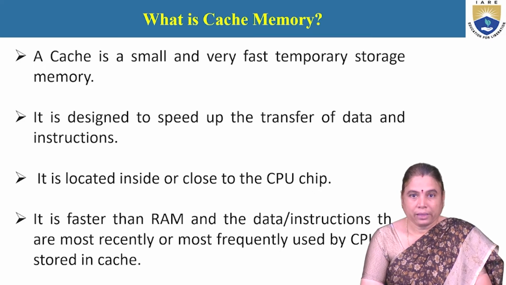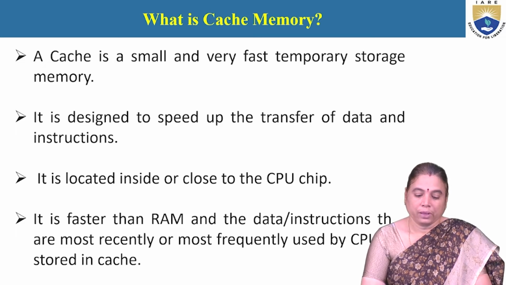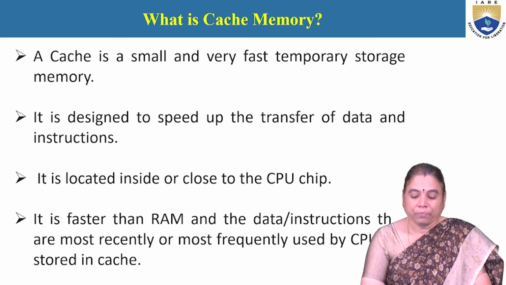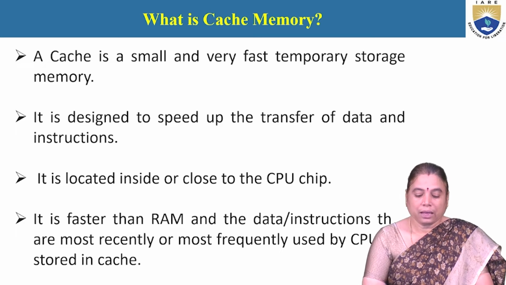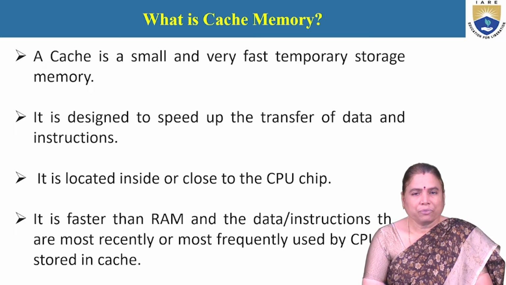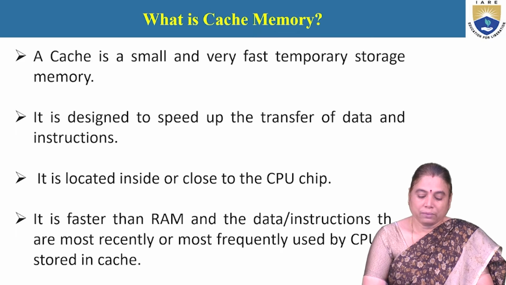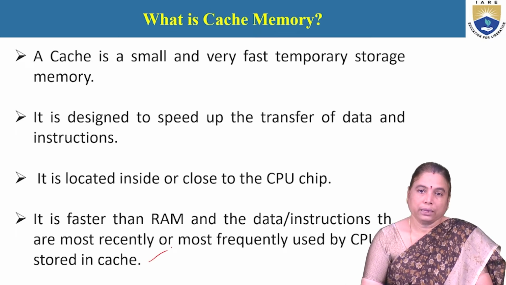So a cache is a small, very fast temporary storage memory. It is designed to speed up the transfer of data and instructions. It is located inside or close to the CPU chip. It is faster than the RAM. The data and instructions that are most recently or frequently used by the CPU are stored in the cache.